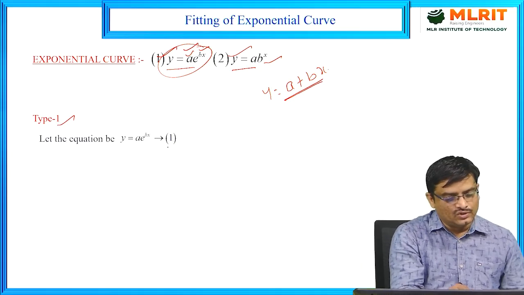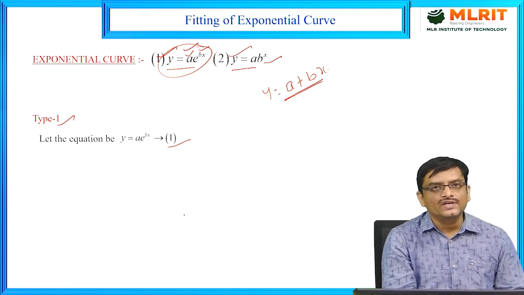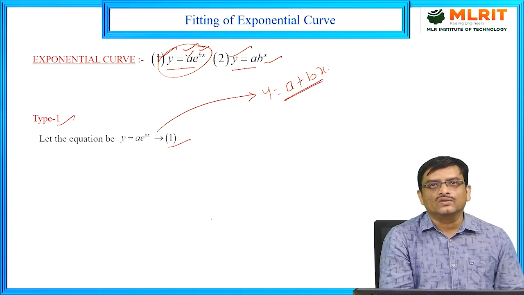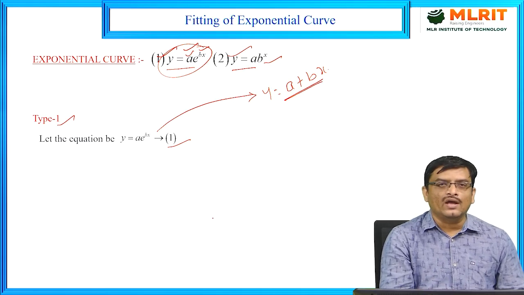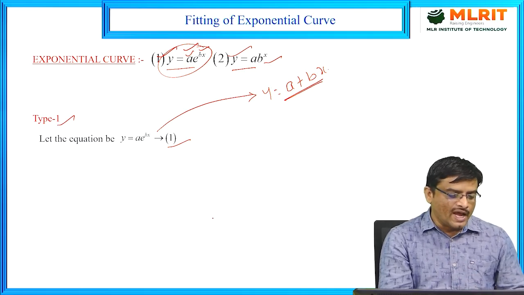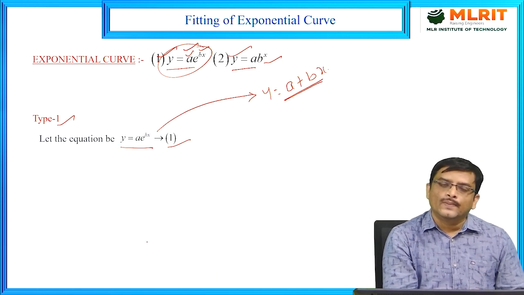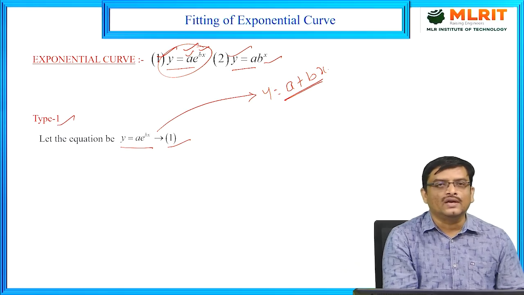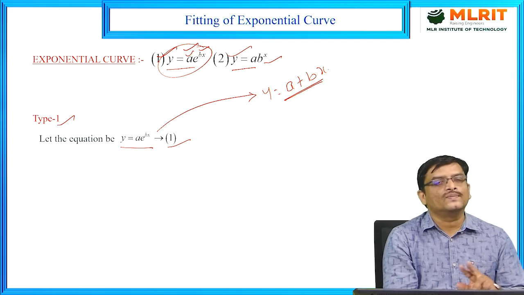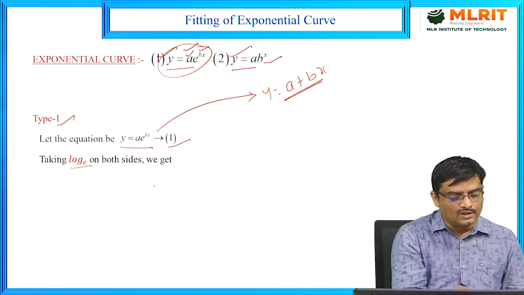Let the equation be y is equal to a into e power bx. Now my task is, I want to convert this equation 1 into the standard straight line form, y is equal to a plus bx. Now I will explain how to convert this into the standard straight line equation. For this purpose, I want to apply log on both sides. We are having two types of logs. One is log base e, that is natural logarithms, and log base 10, that is common logarithms. Whenever we want to apply, you can apply any one of these two logarithms here. So now I want to apply the natural logarithm, that is base e, on both sides.